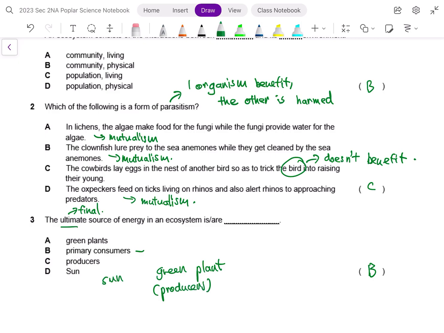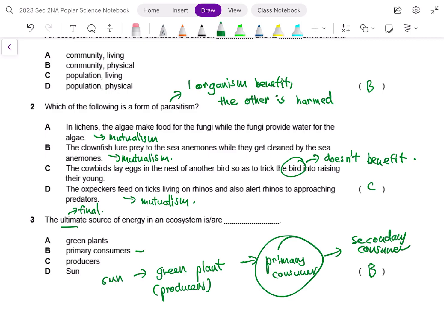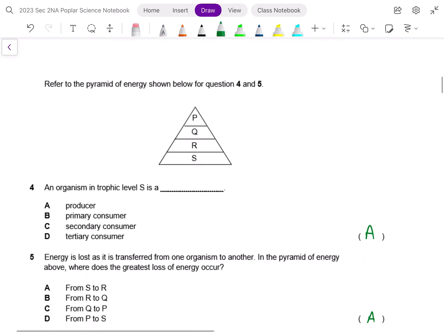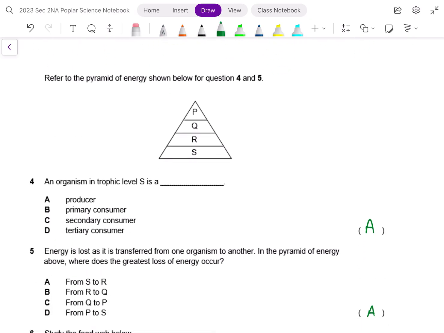Okay, so the sun gives them energy. Then after that, the primary consumers. Then after that go to the secondary consumer. So the final source of energy is actually primary consumers. B. Right. Ultimate means final. So refer to the pyramid of energy. An organism in trophic level S, it's got to be the producers, always the most. This one has to be the most in terms of number in the food chain.